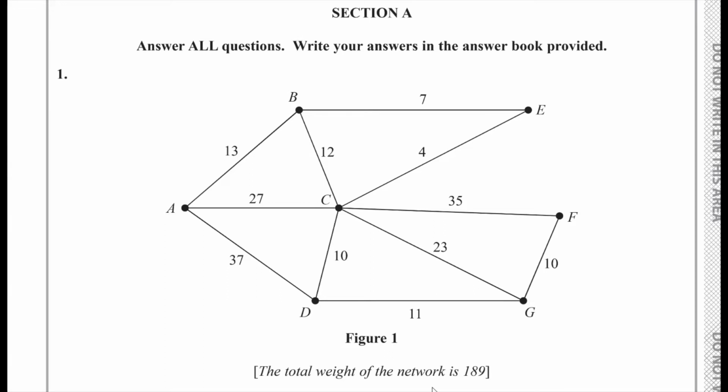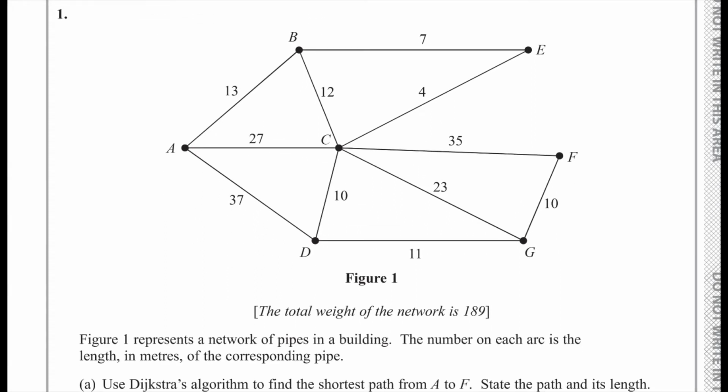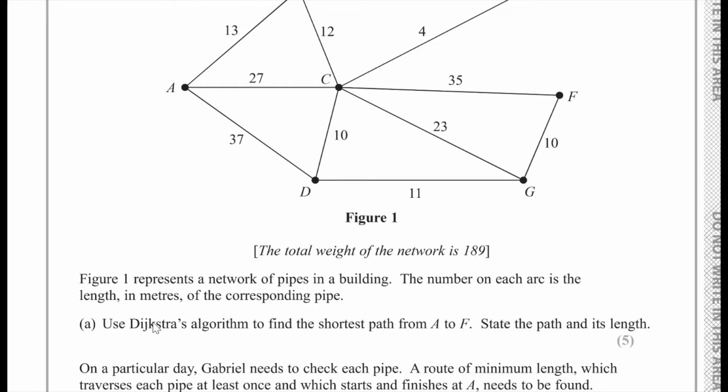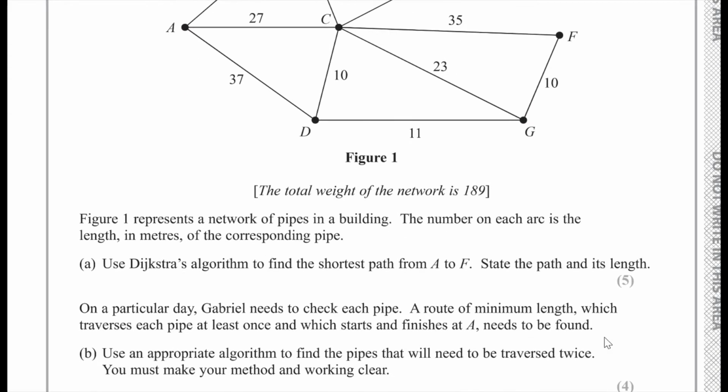Question 1. We have Figure 1 over here, which represents a network of pipes in a building, and the number on each arc is the length in meters of the corresponding pipe. We have to use Dijkstra's algorithm to find the shortest path from A to F, and we have to state the path and its length.